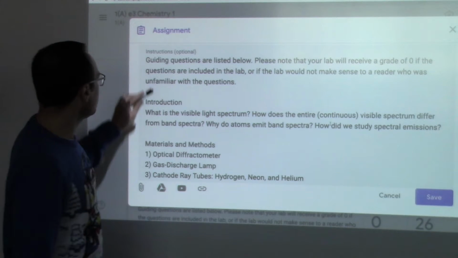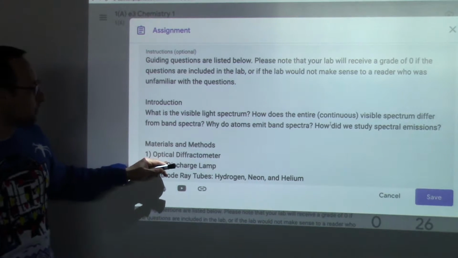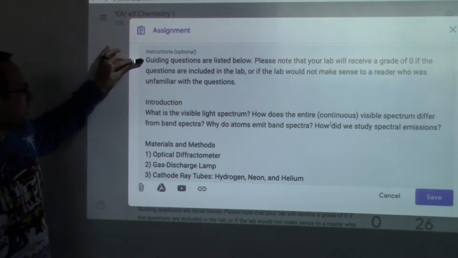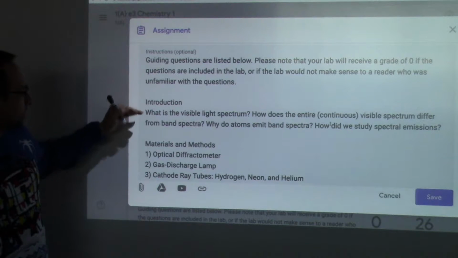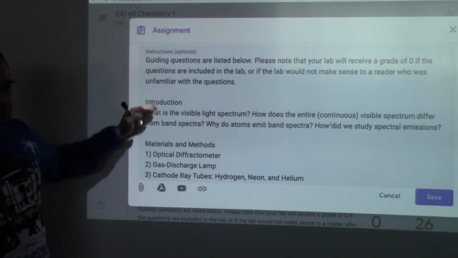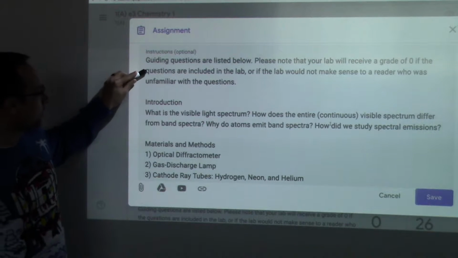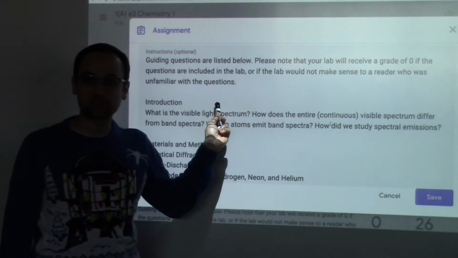Okay, so the first order of business is this. The guiding questions that are listed below are not to be included in the lab report, okay? So don't use numbering for your guiding question answers. Your lab will receive a grade of 0 if the questions are included in the lab, or if the lab would not make sense to a reader who is unfamiliar with the questions, okay?